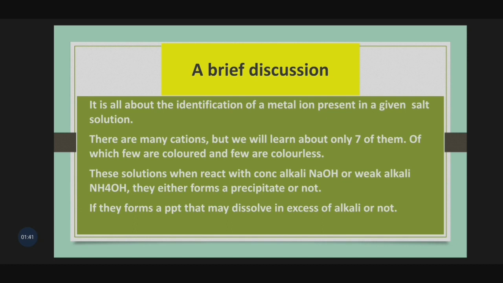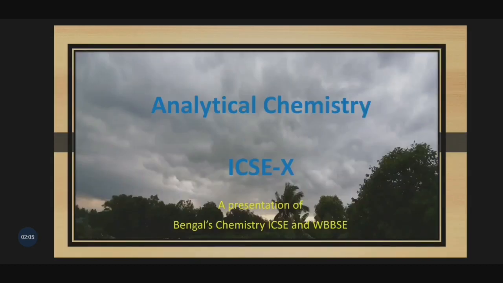And the salt contains one anion, one cation. The cation is generally the metal ion present in the salt. Now there are many metal ions, many cations. Out of those, we have to learn about only very few of them. 6 cations are given in your syllabus, and they are copper ion, ferrous, ferric, zinc, lead and calcium.